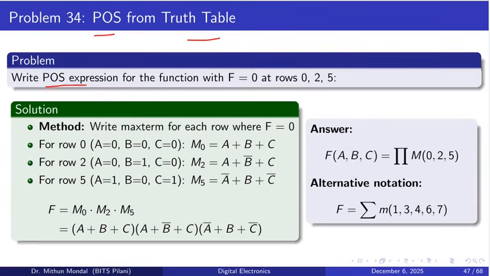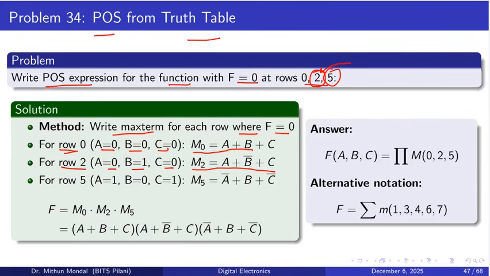to obtain the POS expression from the function with F equal to 0 at rows 0, 2 and 5. So first you write the max term for each row where F equals 0. At row 0, it is already given in the truth table. So at row 0, A will be 0, B will be 0 and C will be 0. So your M0 will be equal to A plus B plus C. And then we take the second index term, row 2, where you have A 0, B 1 and C 0. The second index term in POS we have A plus B bar plus C.